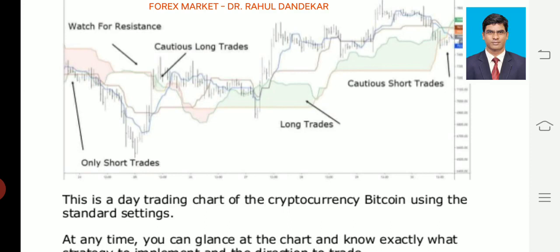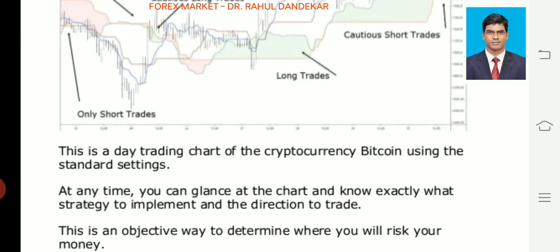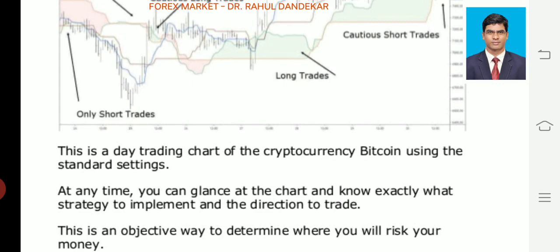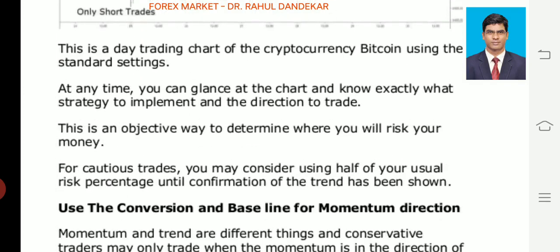Watch for resistance, only short trades, cautious long trades, cautious short trades. This is a day trading chart of the cryptocurrency Bitcoin using the standard settings. At any time, you can glance at the chart and know exactly what strategy to implement and the direction to trade. This is an objective way to determine where you will risk your money.